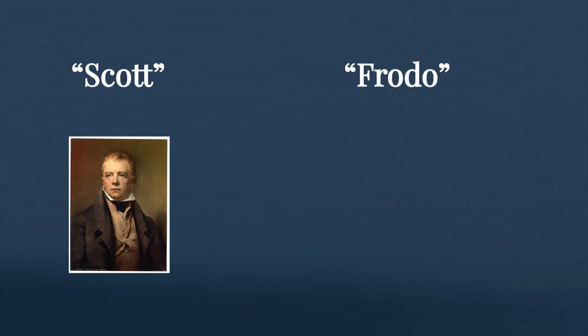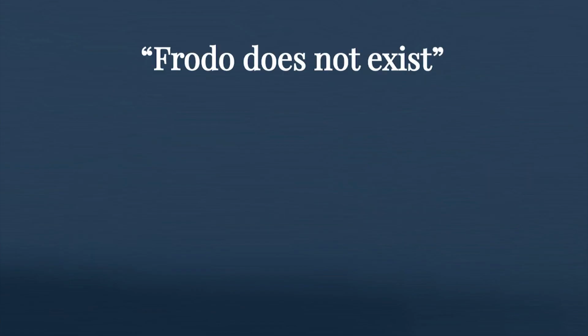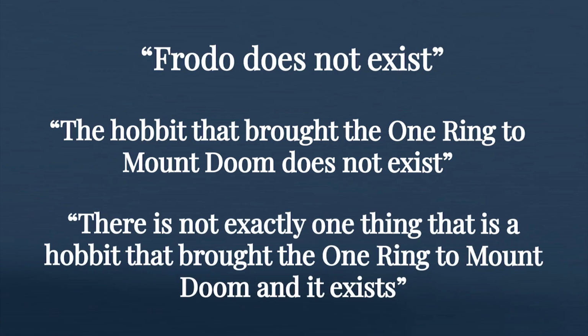Russell's way out is to say that while Scott does denote Walter Scott directly, Frodo is really a substitute for a definite description drawn from our knowledge of the character, perhaps the hobbit that brought the One Ring to Mount Doom. Once this switch is made, we translate Frodo does not exist into the hobbit that brought the One Ring to Mount Doom does not exist, and Russell can use his usual trick to come up with a secondary occurrence translation that results in a true sentence.